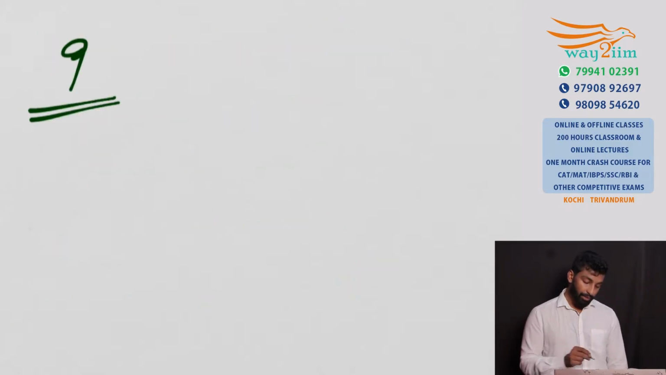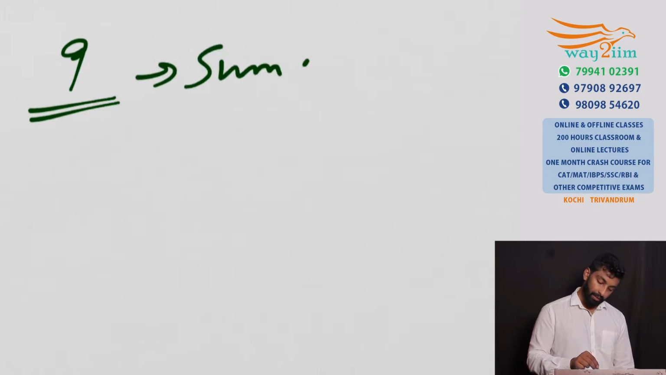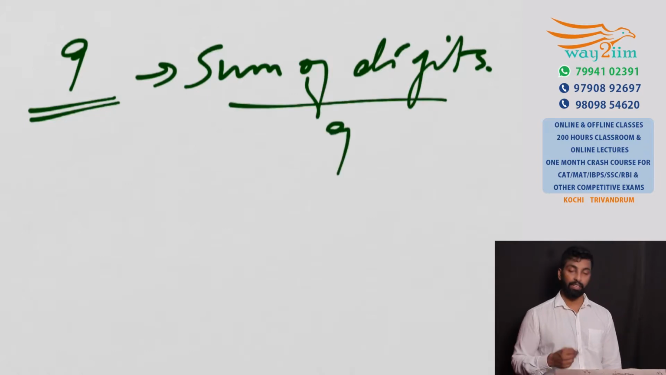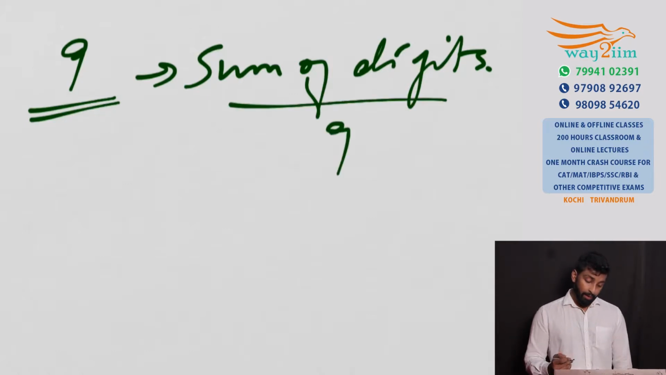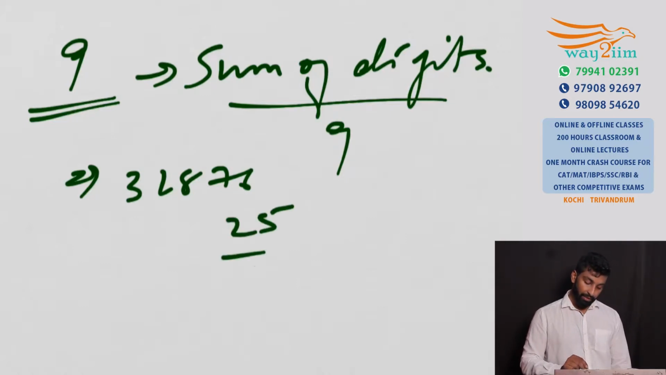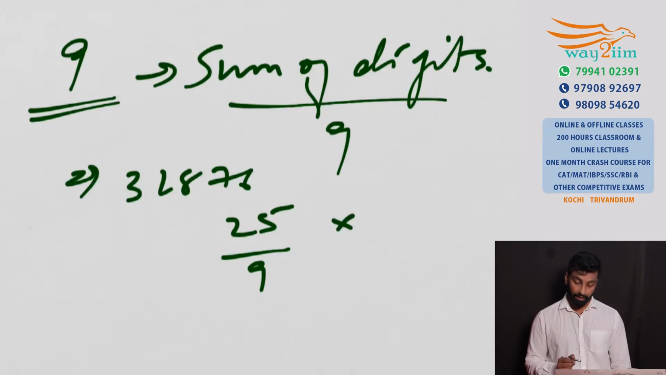Now what about 9? 9 is similar to 3. What you will do, you will take the sum of digits and check whether it is divisible by 9. So let's take 3, 1, 8, 7, 6. Again, 3 plus 1, 4; 4 plus 8, 12; 12 plus 7, 19; 19 plus 6, 25. You will have to check whether this number is divisible by 9 or not. So no, it is not divisible by 9. And what is the remainder? You can divide 25 by 9 and you will get 7 as a remainder.